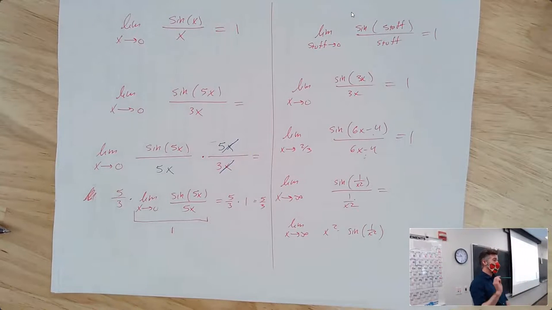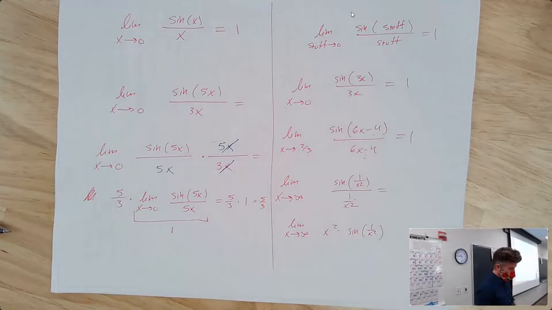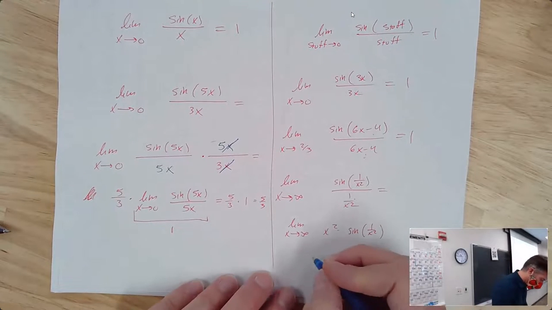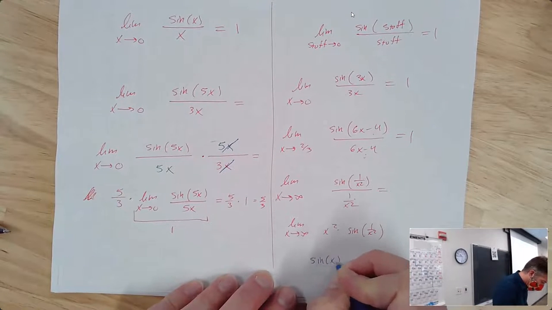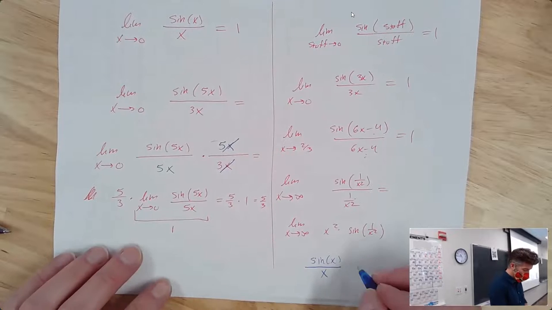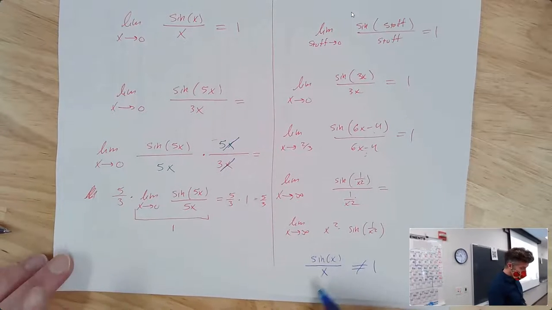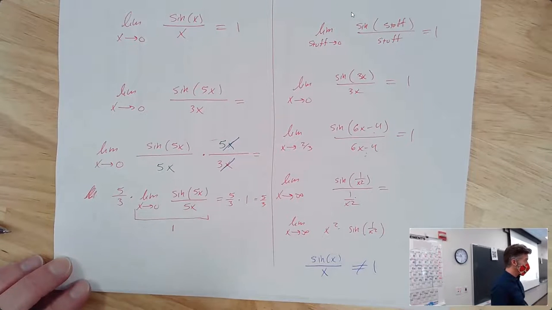Well, I wouldn't say stuff divided by stuff. Sine stuff divided by stuff. Right, and I want to point out, and this is very important, sine of x divided by x doesn't equal anything in particular. This is definitely not equal to 1. It's a function, right? We graphed it. It's got lots and lots of different values. To say that this is equal to 1, you have to have the limit as well.